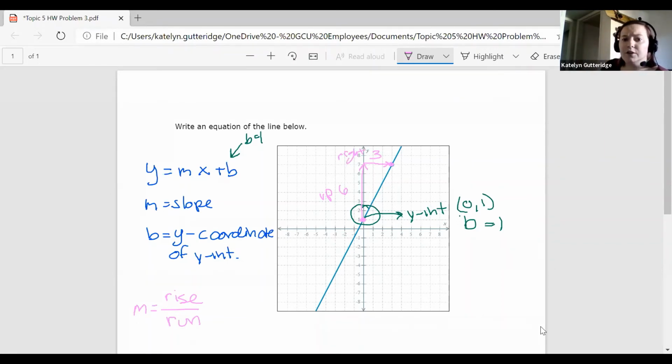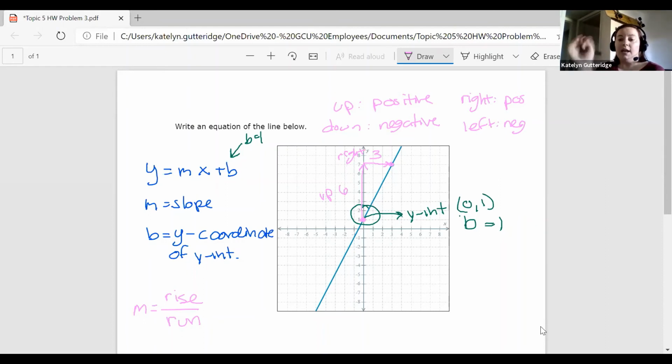When we're doing rise over run, up means positive, down is negative. So if I went down 6 instead of up 6, I would write it as a negative 6. And then with the x values, right is positive, left is negative. So if you move to the right, you would write it as a positive value. If you move to the left, you would write it as a negative value. It'll all depend on the tilt of your line.